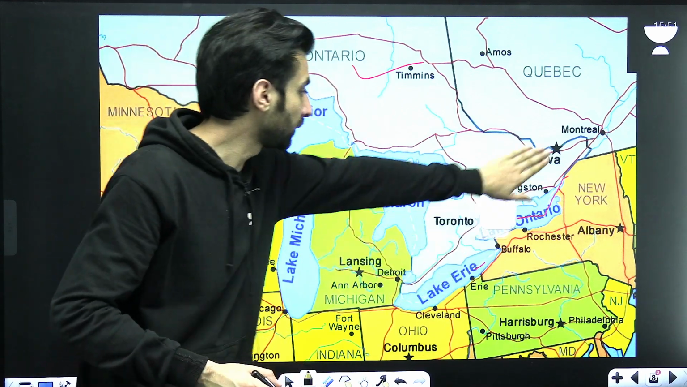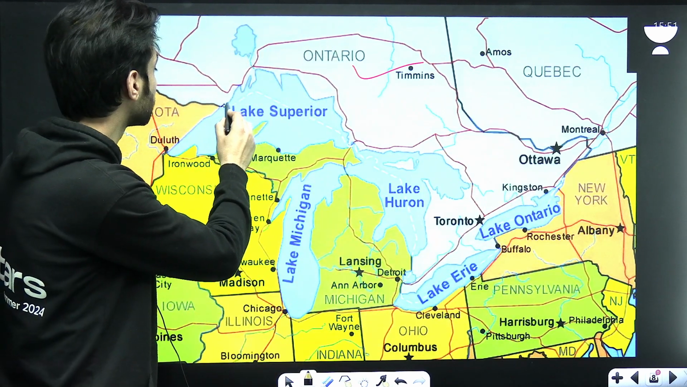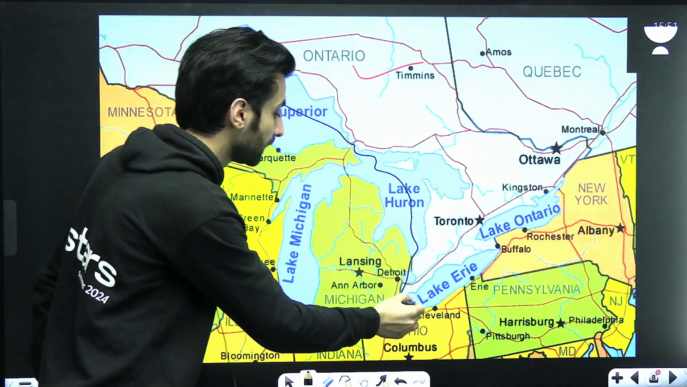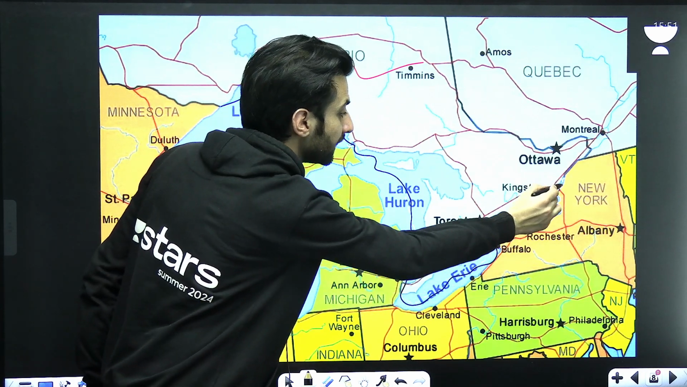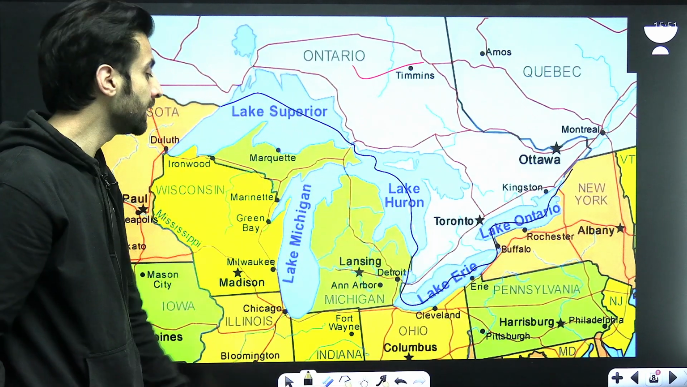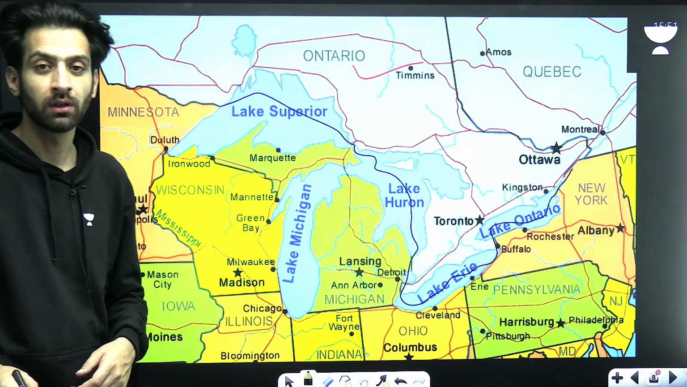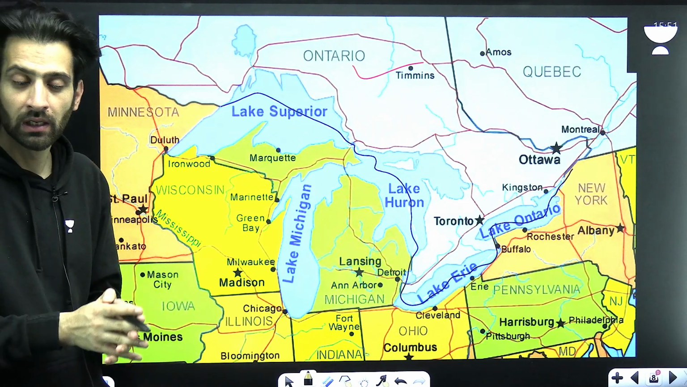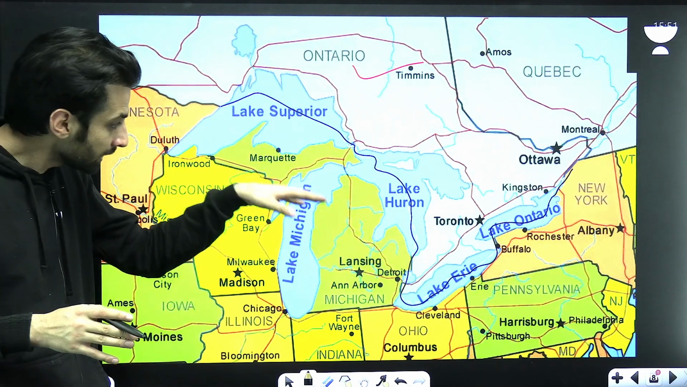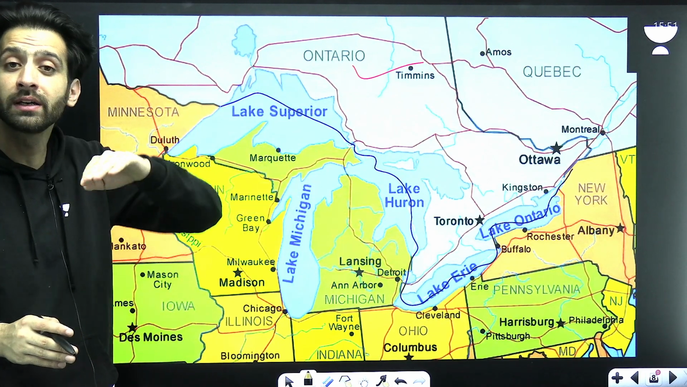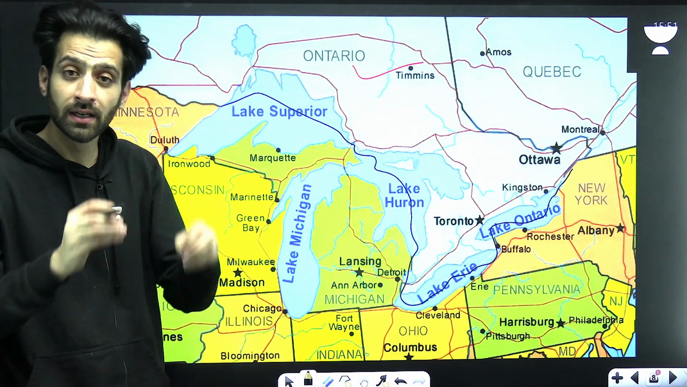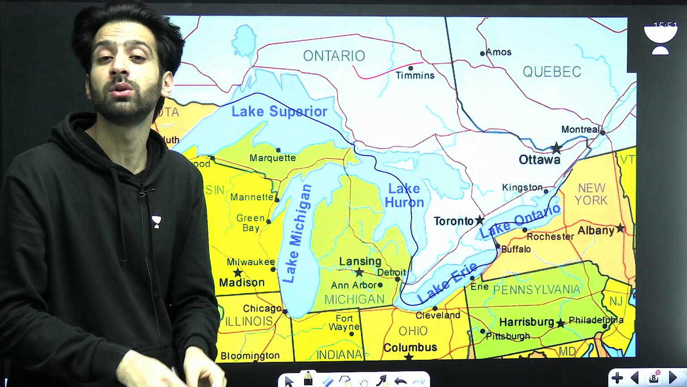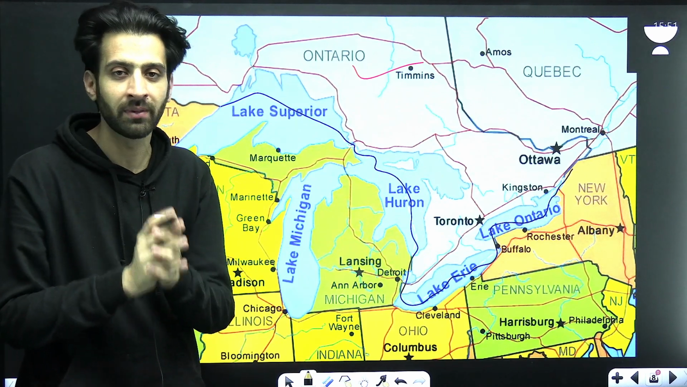Okay. Now, look at this black line. This is the border between United States of America and Canada. And all the lakes except Lake Michigan lie along this border. That means out of 5 lakes, 4 lakes lie along the border. That is, they are located in both United States of America as well as Canada. But Lake Michigan is exclusively located in United States of America.